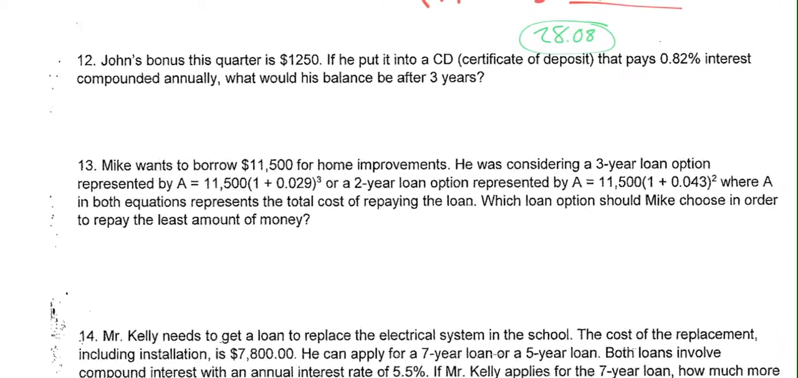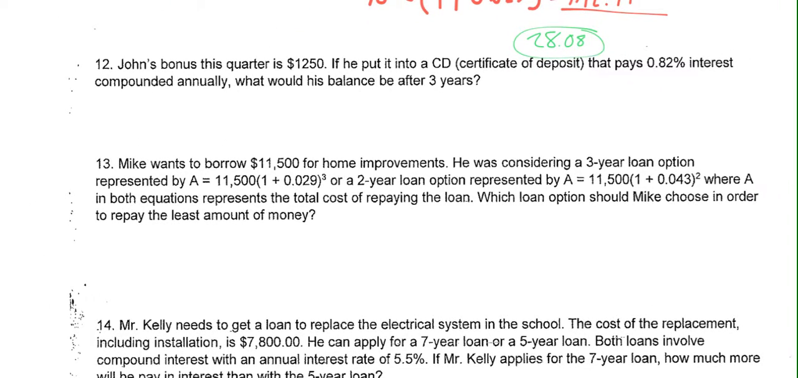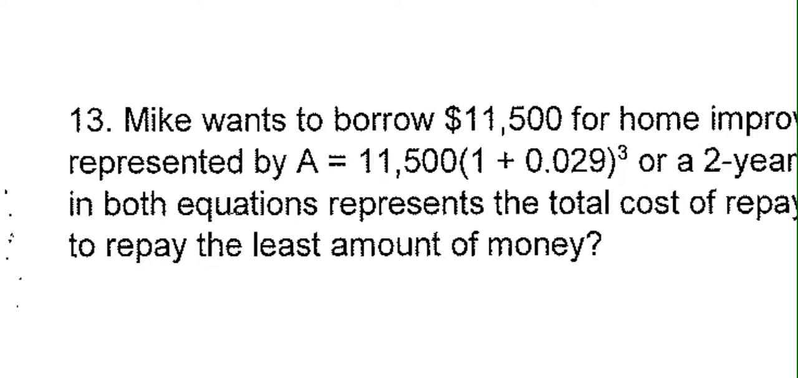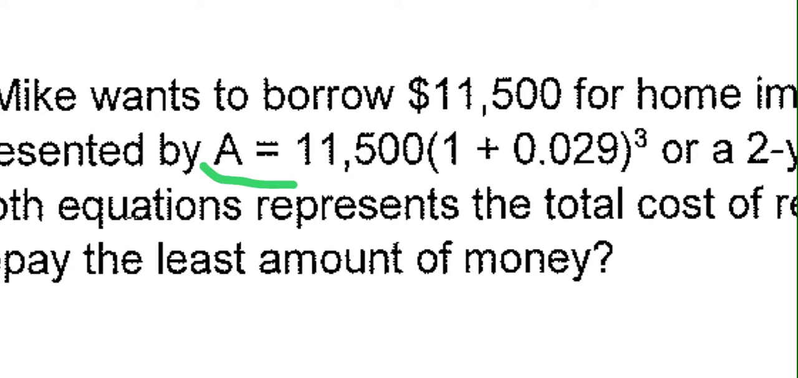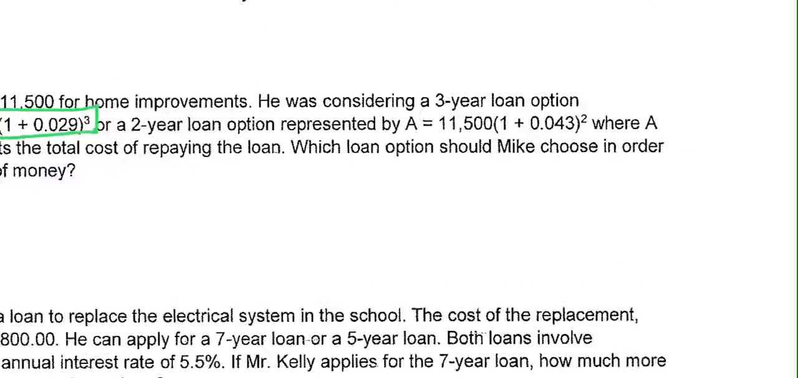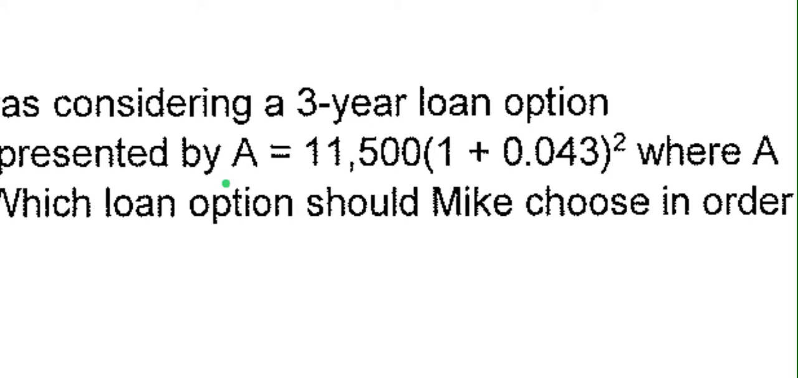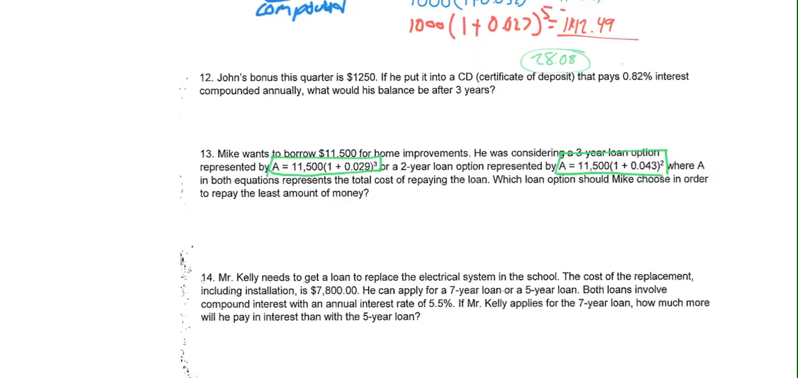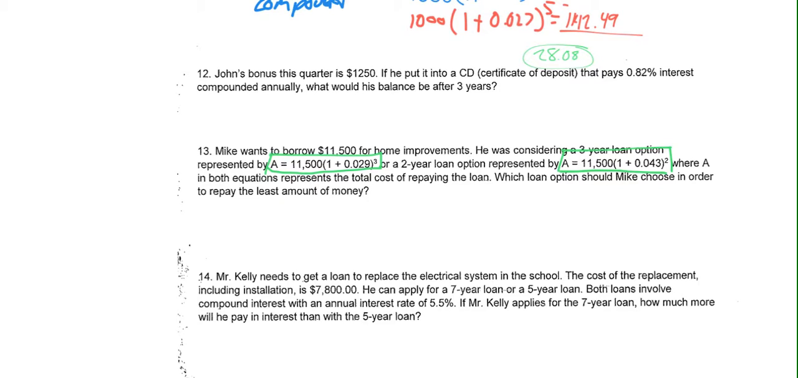Take a look at number 13 real quick, because I'm pretty sure that this is actually on your test. It says Mike wants to borrow $11,500 for home improvements. He was considering a 3-year loan option represented by that formula. Oh my gosh, they give you the entire formula with everything already done for you. Or a 2-year loan option represented by, oh look, they did it again. They have both of these listed for us, which is awesome. Where A in both equations represents the total cost of repaying the loan, which loan option should Mike choose in order to repay the least amount of money?